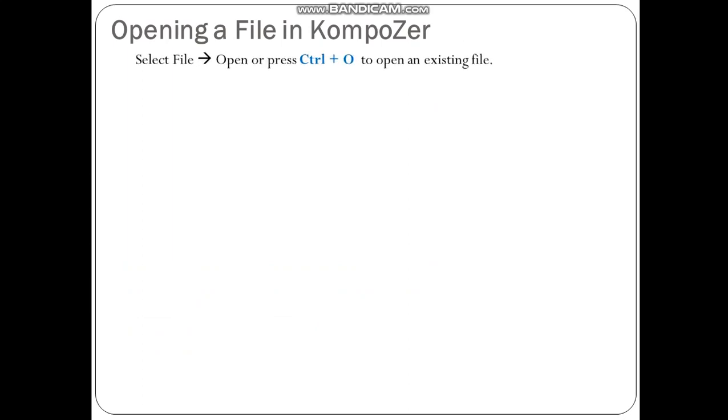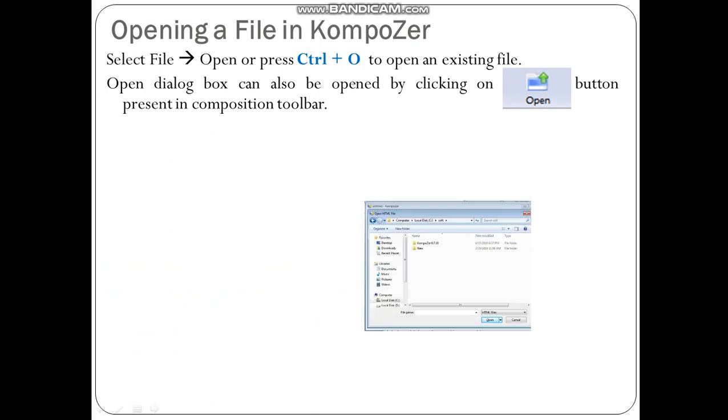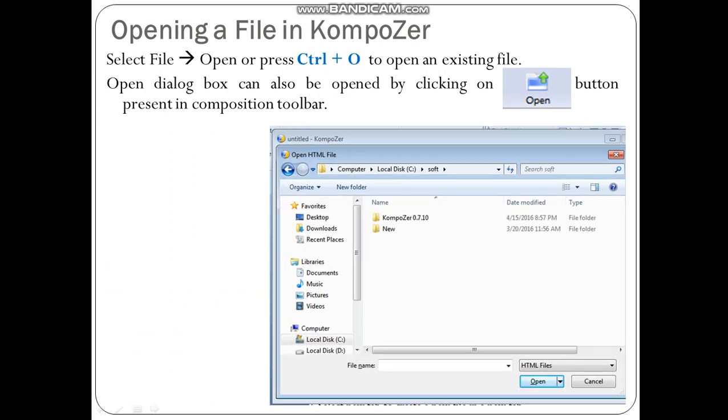Opening of file. Select file, open option, or you can press Ctrl+O. It will display open dialog box. Open dialog box can also be opened by clicking on open button present in composition toolbar. So open button is available in composition toolbar, remember. When you select open option, it will display a dialog box like this, where you can select your web page.